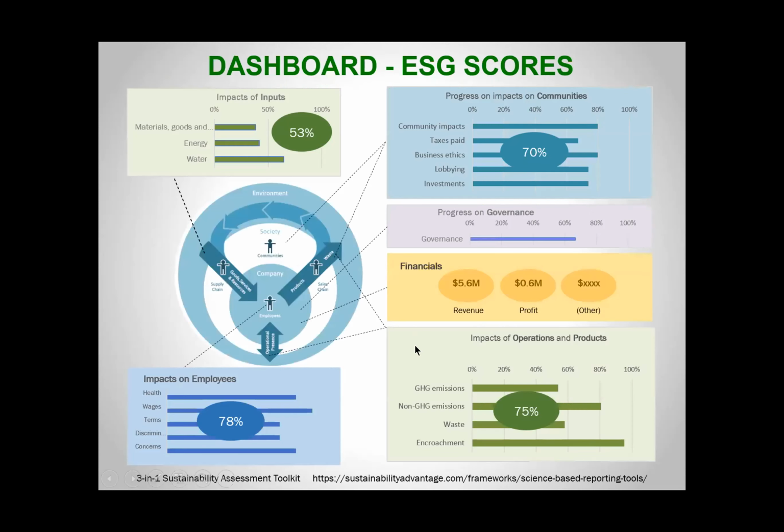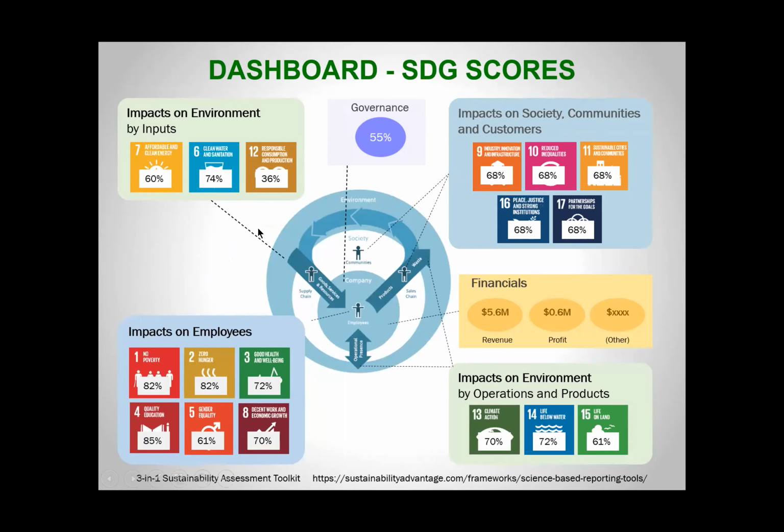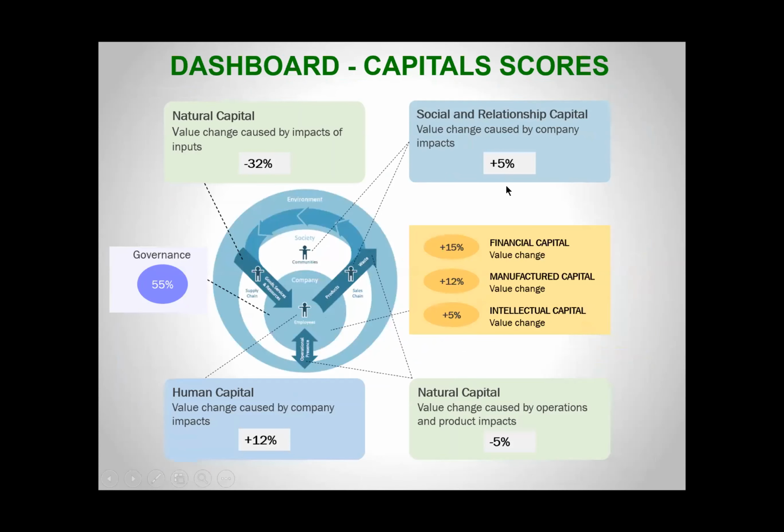So you might have something that looks like this as a dashboard with a summary for each of the clusters, which is the basic ESG stuff. You might have one like this, which is for the SDGs. You might have one like this, which is for the capitals. You can be much more creative than these rudimentary graphics here, but what I'm trying to help you understand is that sometimes that kind of portrayal of the summary of how the company is doing might be a useful thing to consider as well.